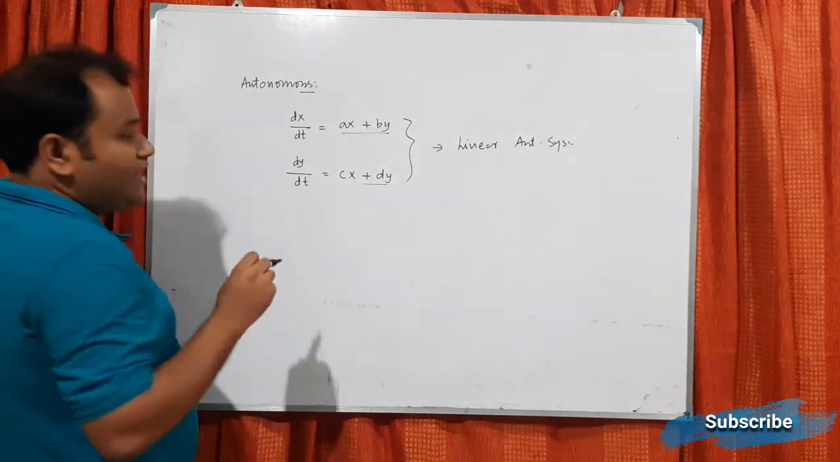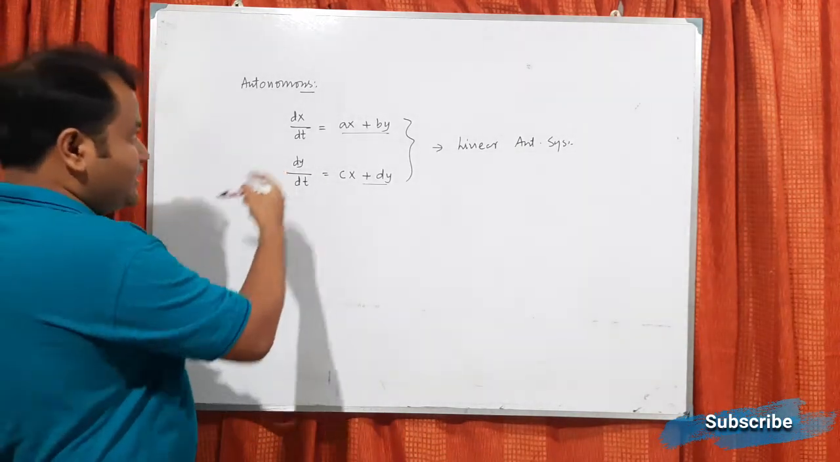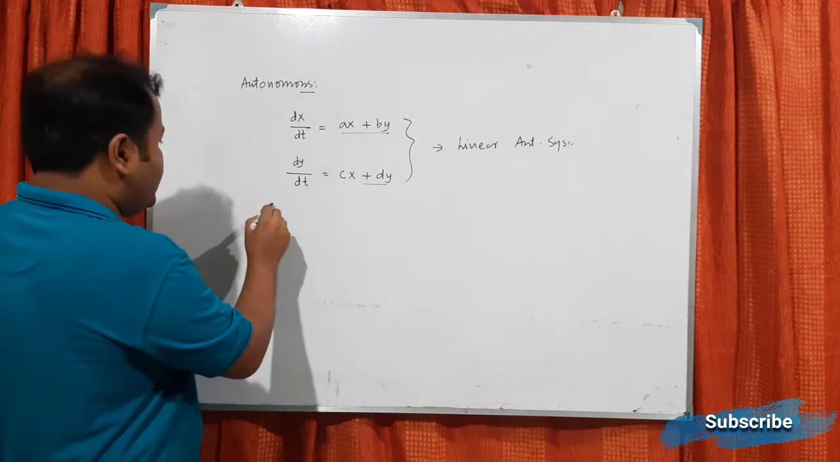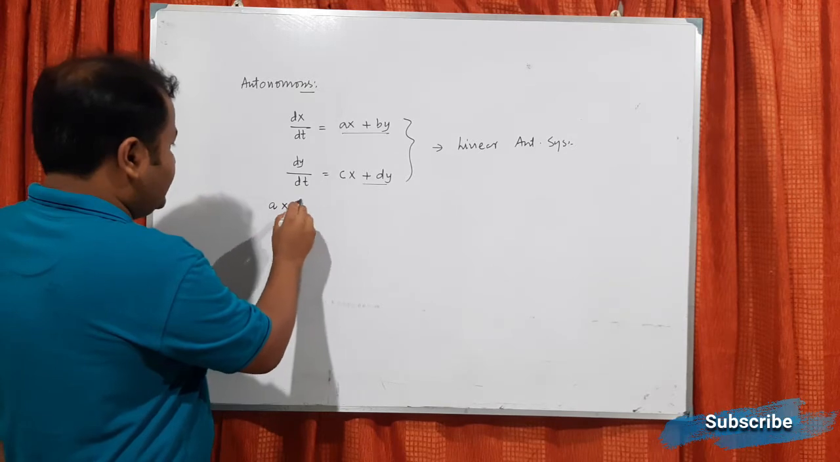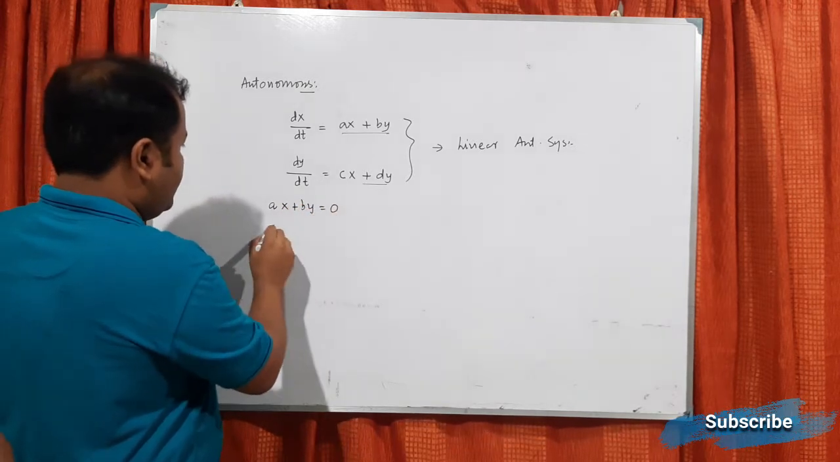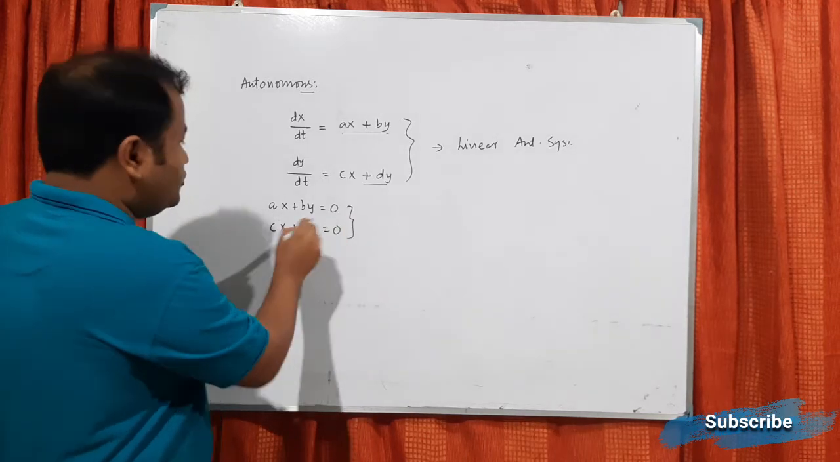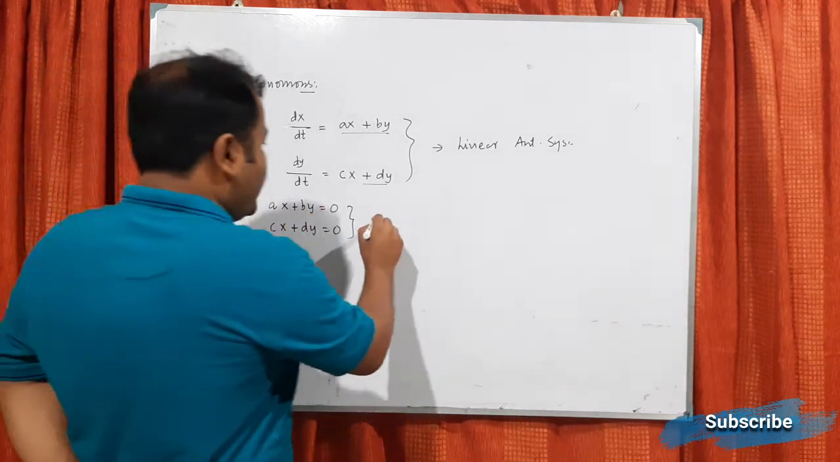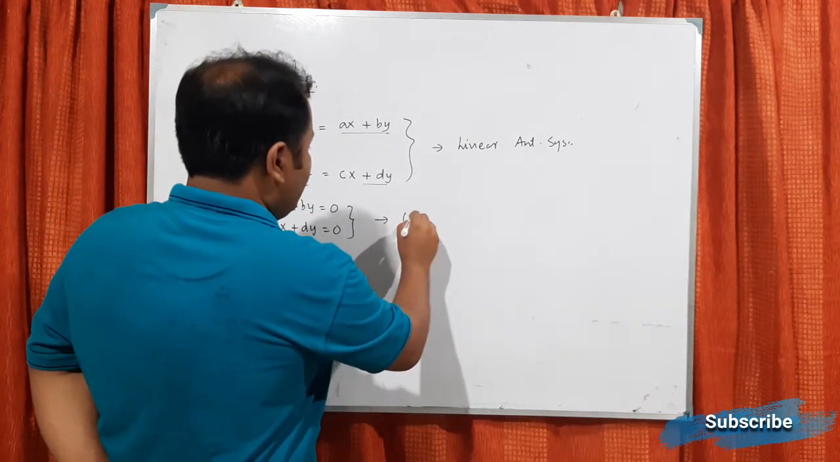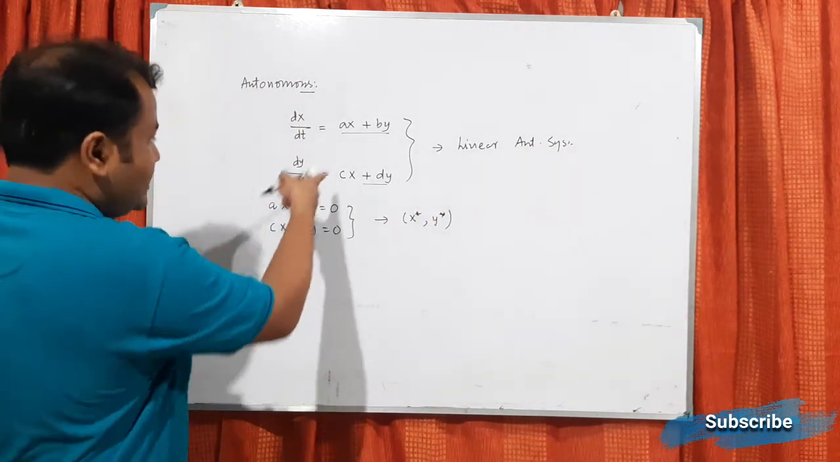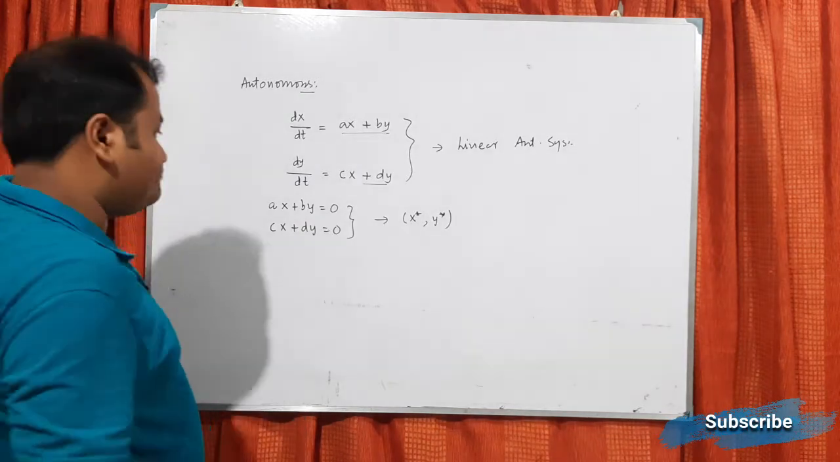Now when we try to calculate the equilibrium point or the stability, what is the meaning of equilibrium point? The meaning of equilibrium point is to solve this one. Whatever point you are getting, that point is called the equilibrium point. Say the point is x star, y star. For this case we may be getting 0, 0 also.